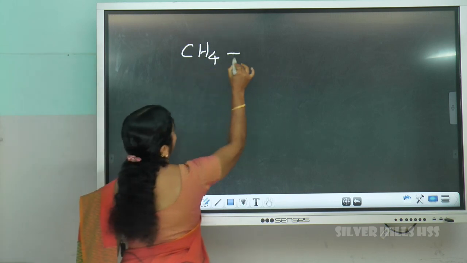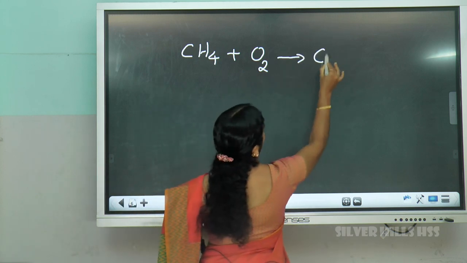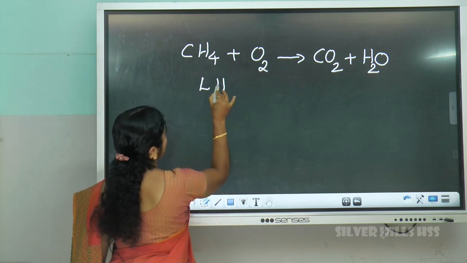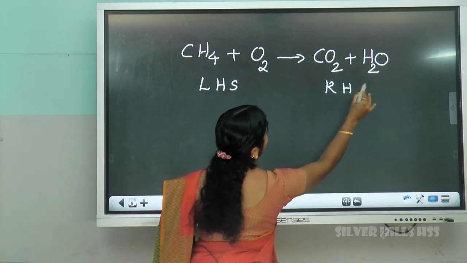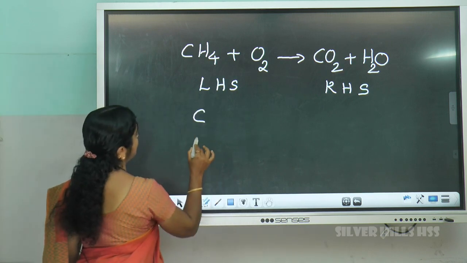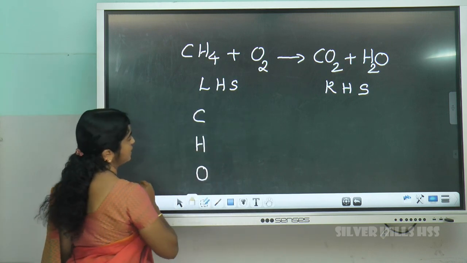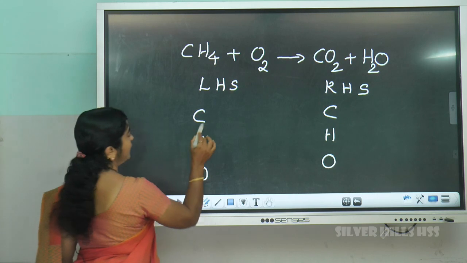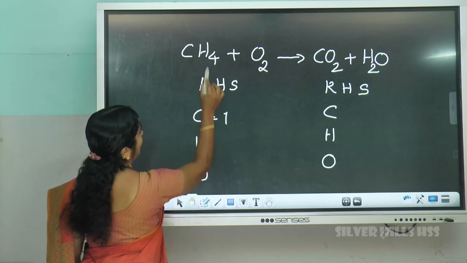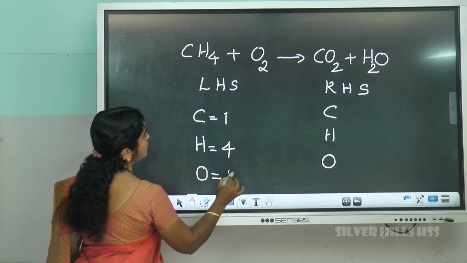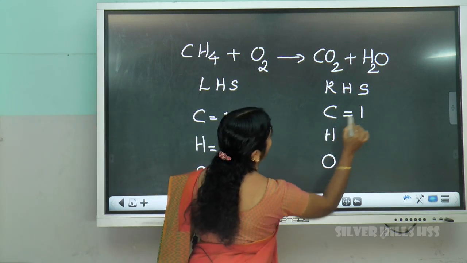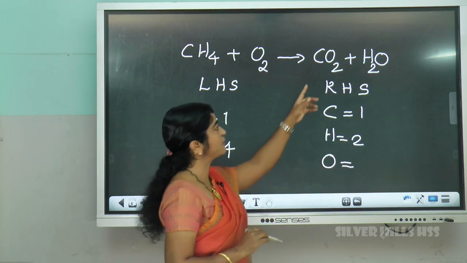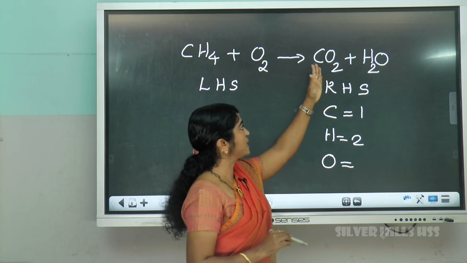CH4 is combining with oxygen to form carbon dioxide and water. Write LHS and RHS. Then write the atoms carbon, hydrogen and oxygen on the left side, and on the right side carbon, hydrogen and oxygen. Write the number of atoms: carbon 1, hydrogen 4 and oxygen 2. Right side carbon 1, hydrogen 2 and oxygen. See, oxygen is present in 2 compounds. Oxygen is present in CO2 and H2O.